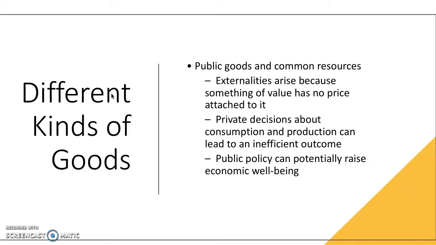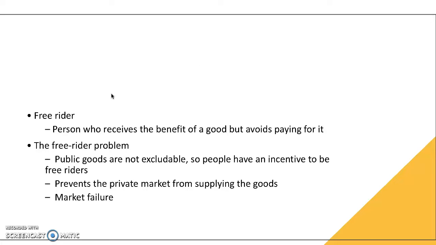So, different kinds of goods. You do, again, have public goods and common resources. Externalities arise because something of value has no price attached to it. Private decisions about consumption and production can lead to inefficient outcomes. Public policy can also potentially raise economic well-being.